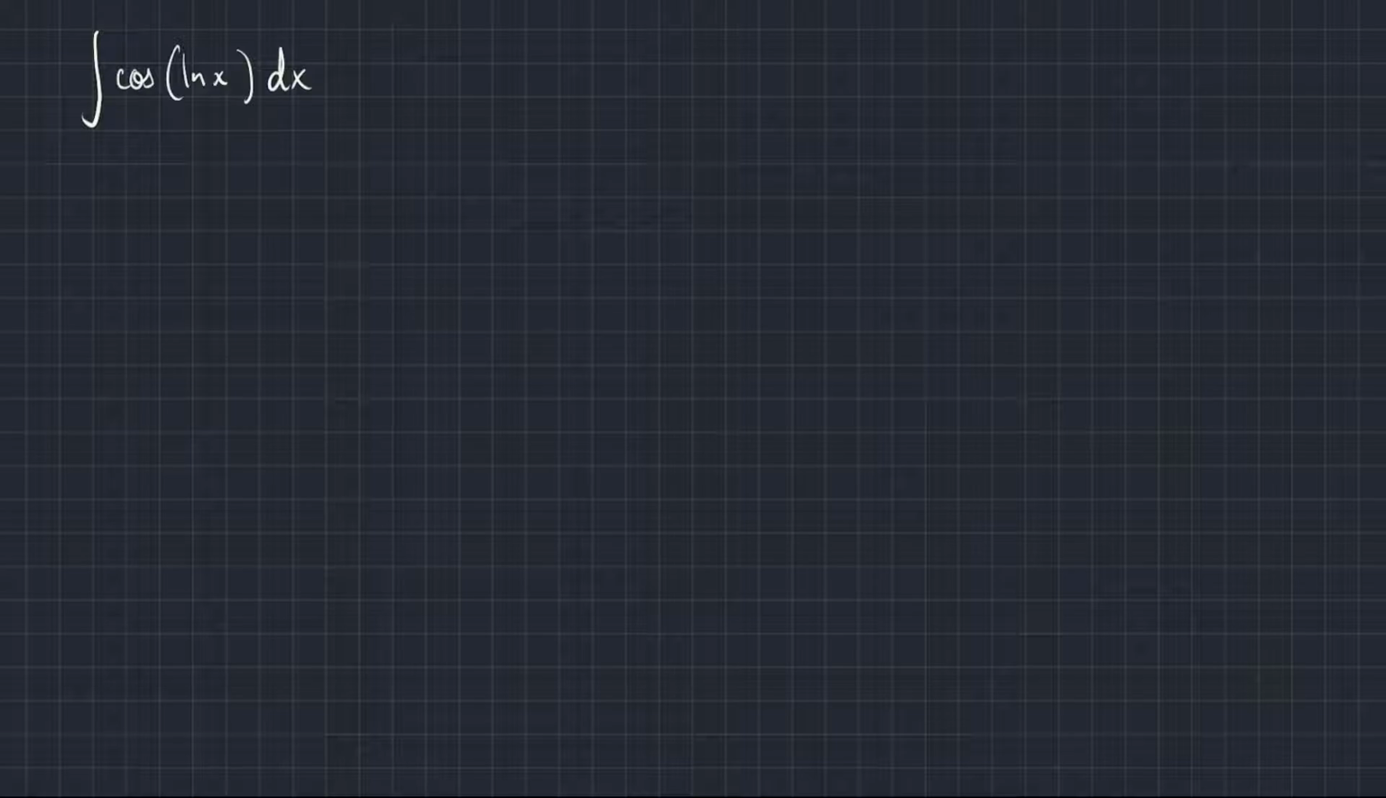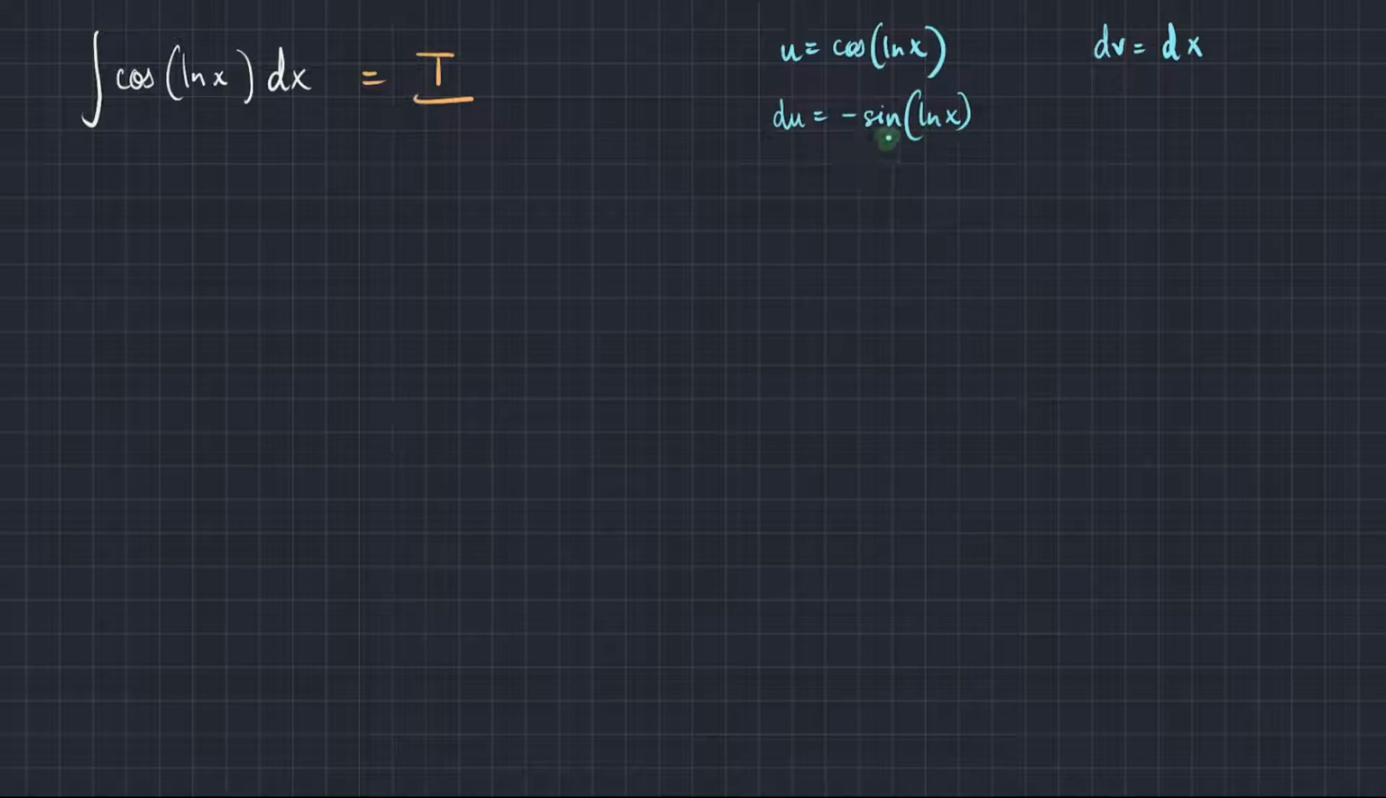For the next integral, I again recommend you pause the video and try it on your own. This time try to use the integral equals I trick that we used last time, and it might help you to find this integral. Ready? Let's set u to be cosine of ln x and dv as dx. Differentiating u, we get du equals negative sine of ln x all over x dx, and v is simply x.